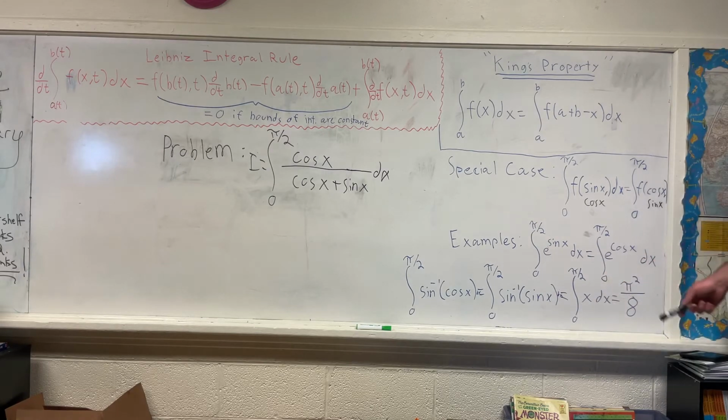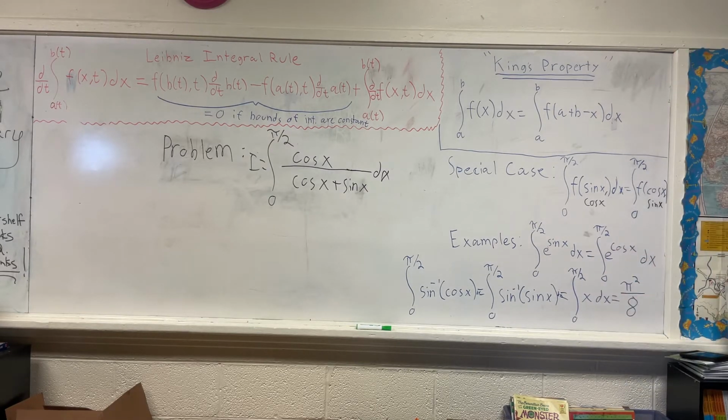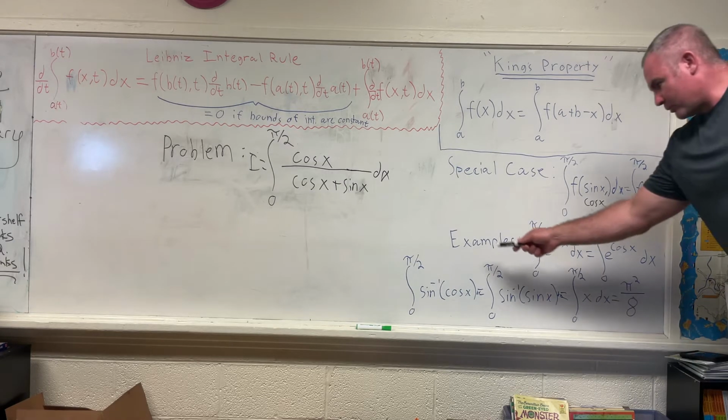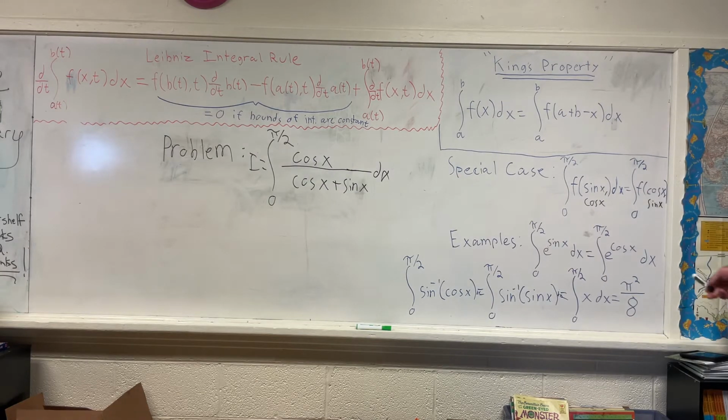This, of course, is just equal to the integral from 0 to pi over 2 of x dx, because if you take the inverse sine of the sine, you get the function itself. And this evaluates to pi squared over 8. So that pretty difficult integral right there was made super easy using the special case of King's property.